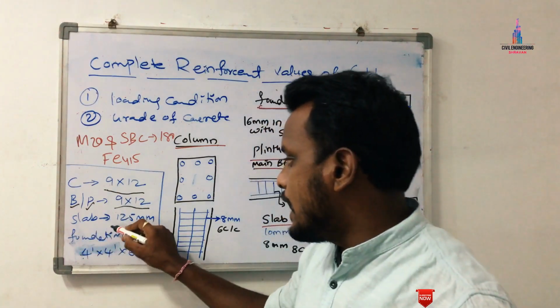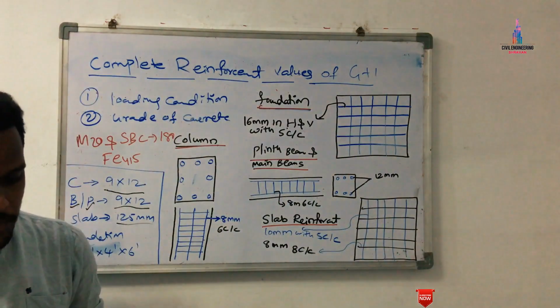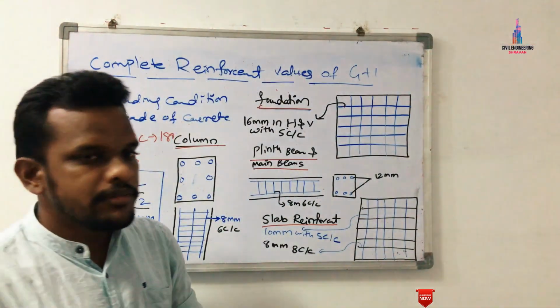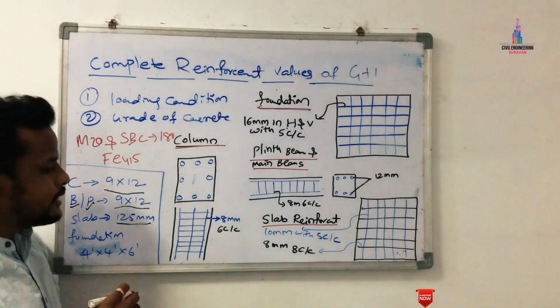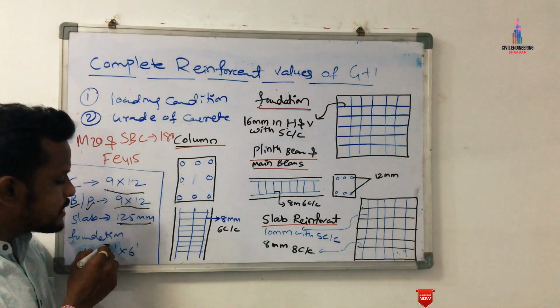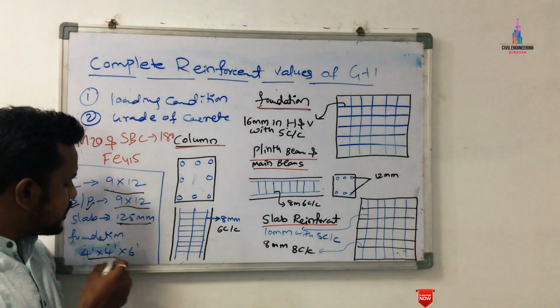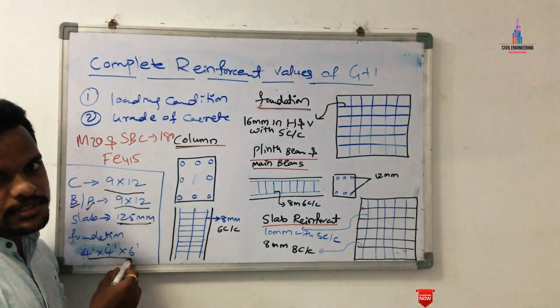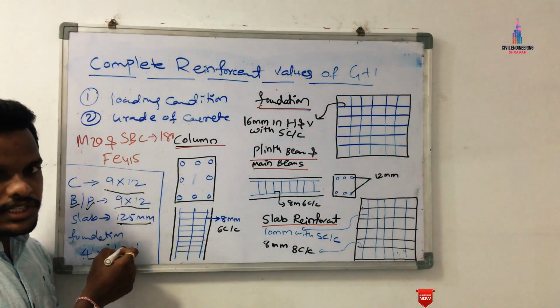Okay, the next one is slab thickness. Basically we will assume the slab thickness for the ground story section is 100 mm. In addition to that 100 mm, we will add 25 more mm for the G+1 building structural model. So this is the slab thickness for this building. The next one is foundation section. 4 feet cross 4 feet cross 6 feet is the dimensions of the foundation pit for the G+1 structural model. These are the standard values we can assume before construction of the building.